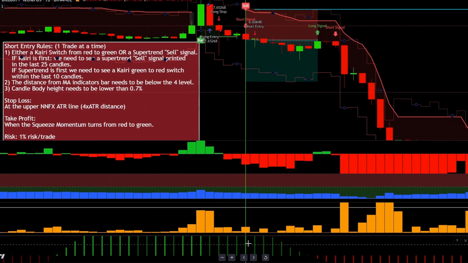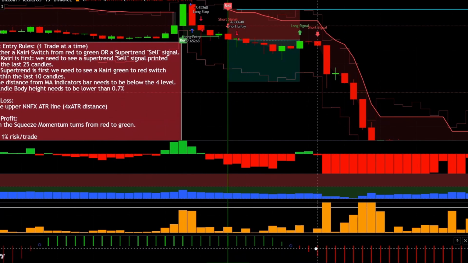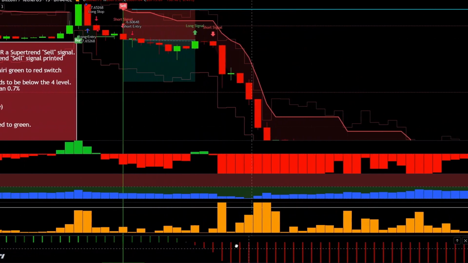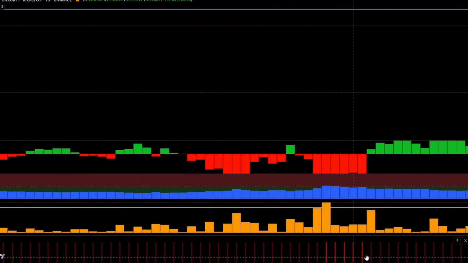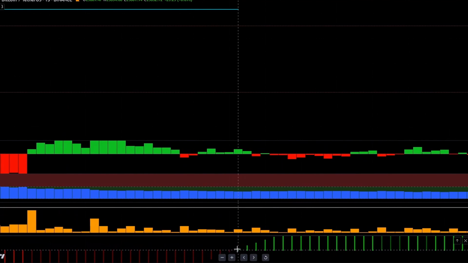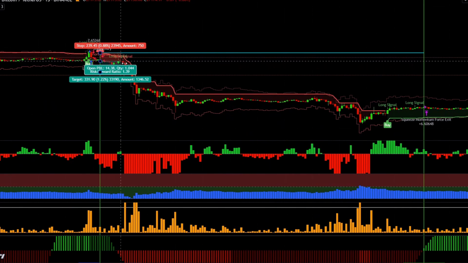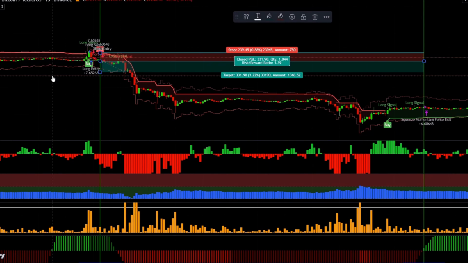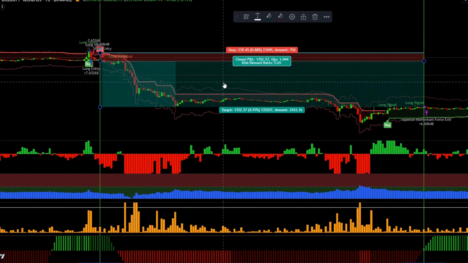As you can see, at the start of the position, the squeeze momentum is in green, but we will only exit when it turns from red to green. So we first wait for it to turn to red. Then after a while, it will turn to green right here. Let's mark this point. And as you can see, this was an amazing trade with a 5.65 risk-to-reward ratio.